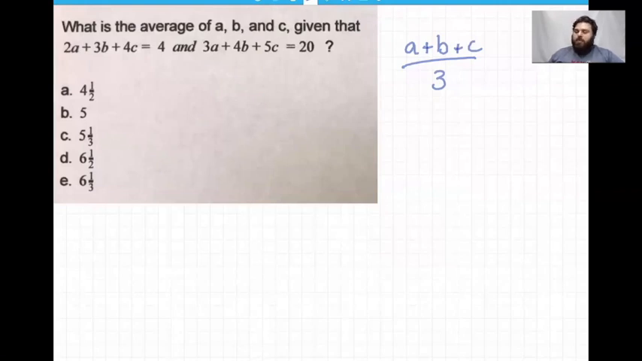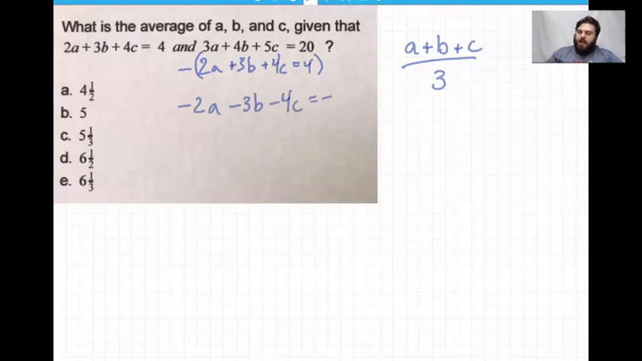So if I look at 3A plus 4B plus 5C, and I look at the other one as 2A plus 3B plus 4C, if I subtract these 2 equations, so if I take 3A plus 4B plus 5C and I subtract 2A plus 3B plus 4C equals 4, so basically I'm going to multiply everything by -1. That's going to give me -2A minus 3B minus 4C is equal to -4.